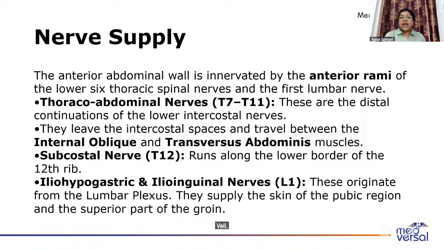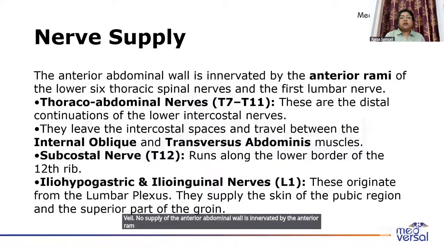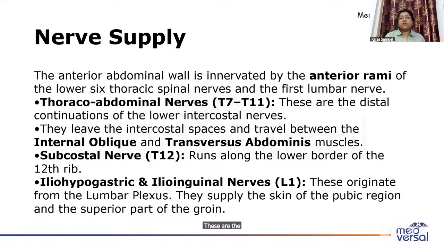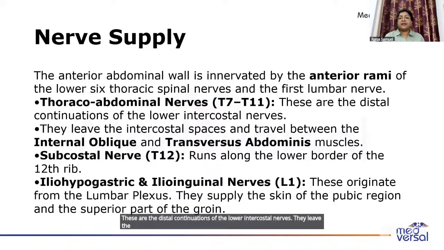The nerve supply of the anterior abdominal wall is innervated by the anterior rami of the lower 6 thoracic spinal nerves and the first lumbar nerve. So the thoraco-abdominal nerves, that is from T7 to T11, are the distal continuations of the lower intercostal nerves. They leave the intercostal spaces and travel between the internal oblique and transversus abdominis muscles.